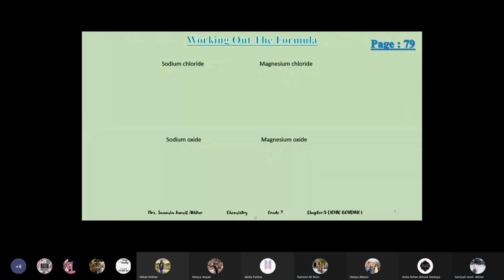Okay, can you see it? Yes, miss. Okay, sodium chloride, I'm writing the ions here. Tell me or try out making the formula. Na is positive and chloride ions negative. I'm just writing the ions here. Magnesium 2 plus, chloride negative.